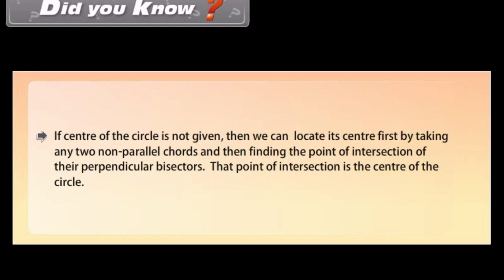Did you know? If the center of the circle is not given, then we can locate its center first by taking any two non-parallel chords and then finding the point of intersection of their perpendicular bisectors. That point of intersection is the center of the circle.